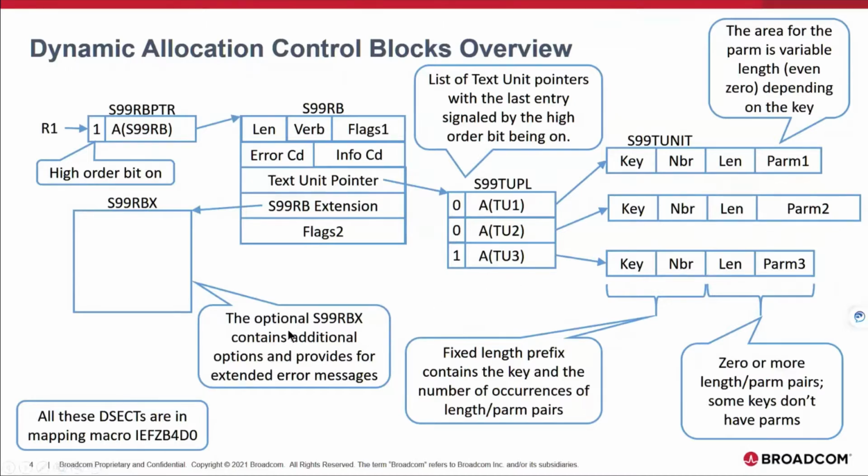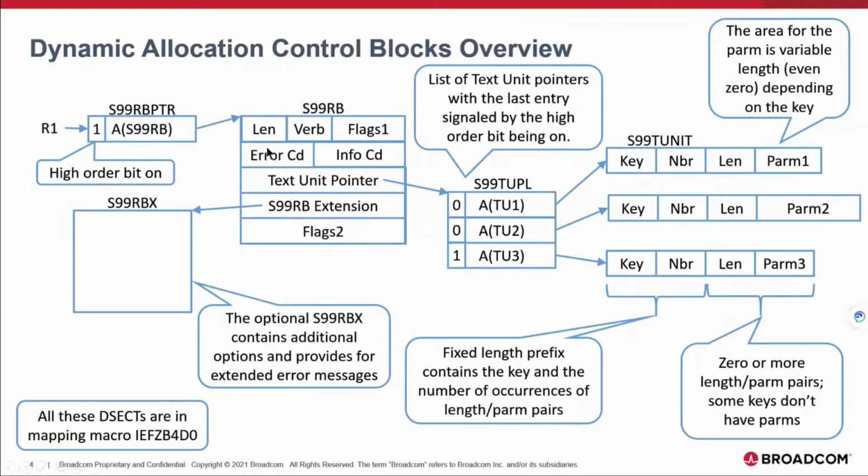There's an optional S99RBX, an extension block, and there's a pointer in here that points to it, and this can be zeros. This is optional, and this is useful though, and we're going to talk about it today because you can get additional error information, detailed error messages that can be very useful in debugging a problem. So hopefully this makes sense.